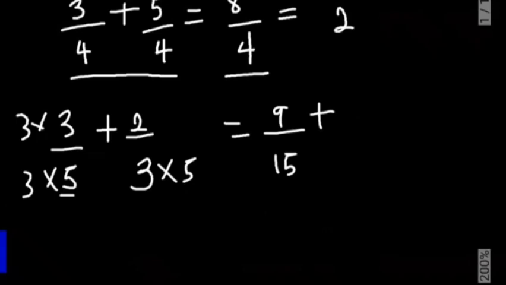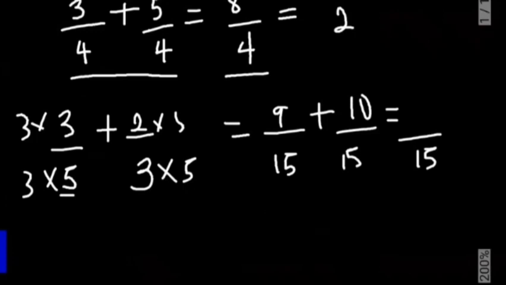Plus, we are multiplying by 5 here. So 2 multiplied by 5, we have 10. And 3 multiplied by 5, we have 15. Since we have the same denominator now, we just pick one of the denominators and we add the numerators. 9 plus 10 is what? 19. So this is 19 over 15. This is the answer to 3 over 5 plus 2 over 3.